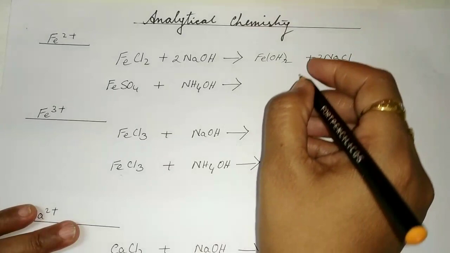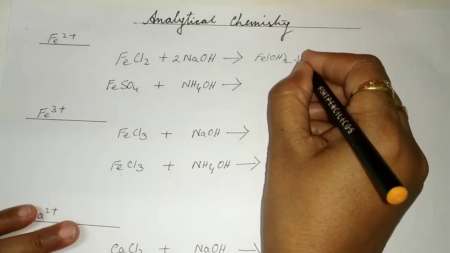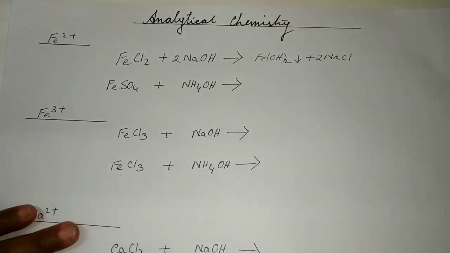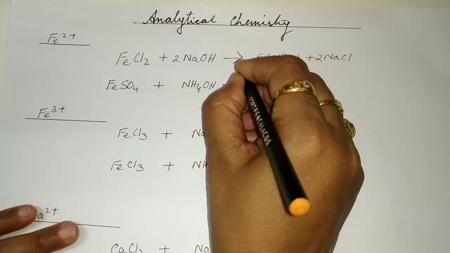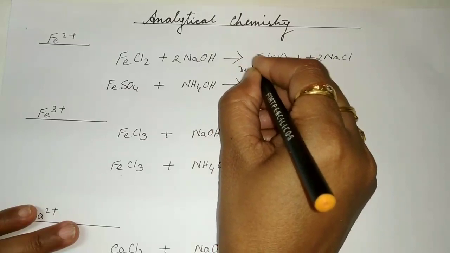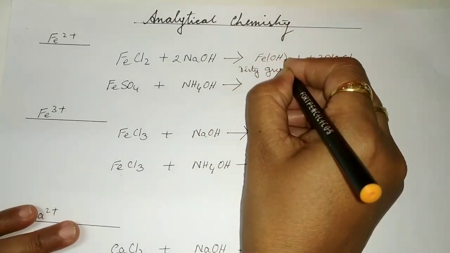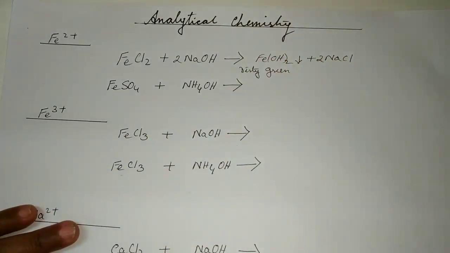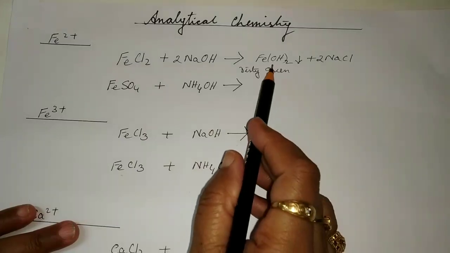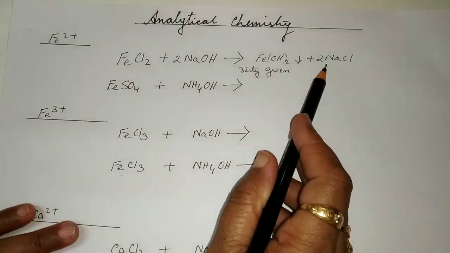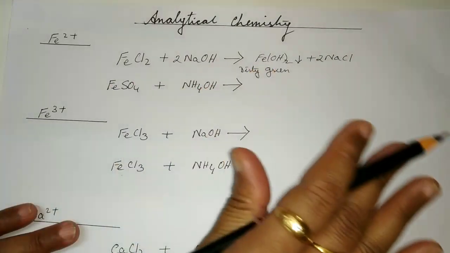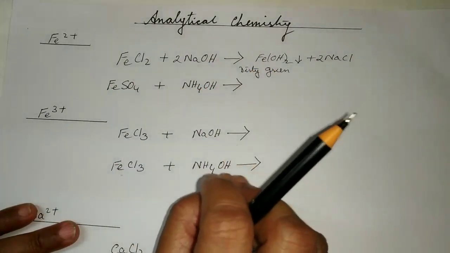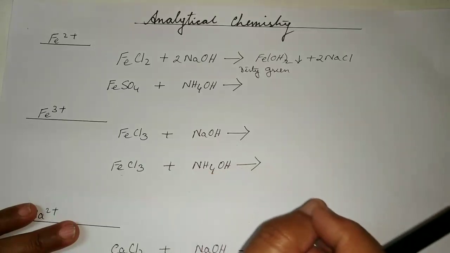Okay. Ferrous hydroxide is a precipitate and the color is dirty green color. When this ferrous hydroxide is reacted with excess of sodium hydroxide, no reaction takes place. That means the precipitate does not dissolve.